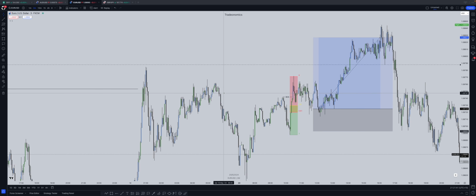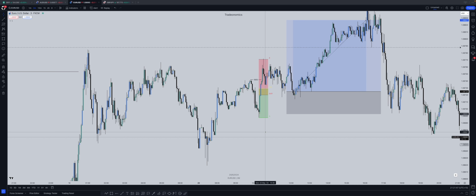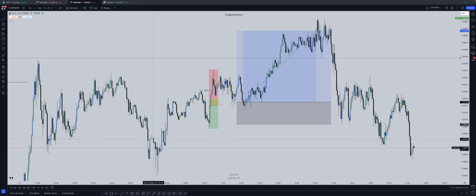Main idea as to why I took the trade as opposed to just waffling on is we didn't have a 15-minute change of character, okay? So we had a 3-minute. Again, you could take 3-minute sells from here and catch it down to here, but don't expect anything crazy because it's on the 3-minute time frame. Keep it short and sharp, right?